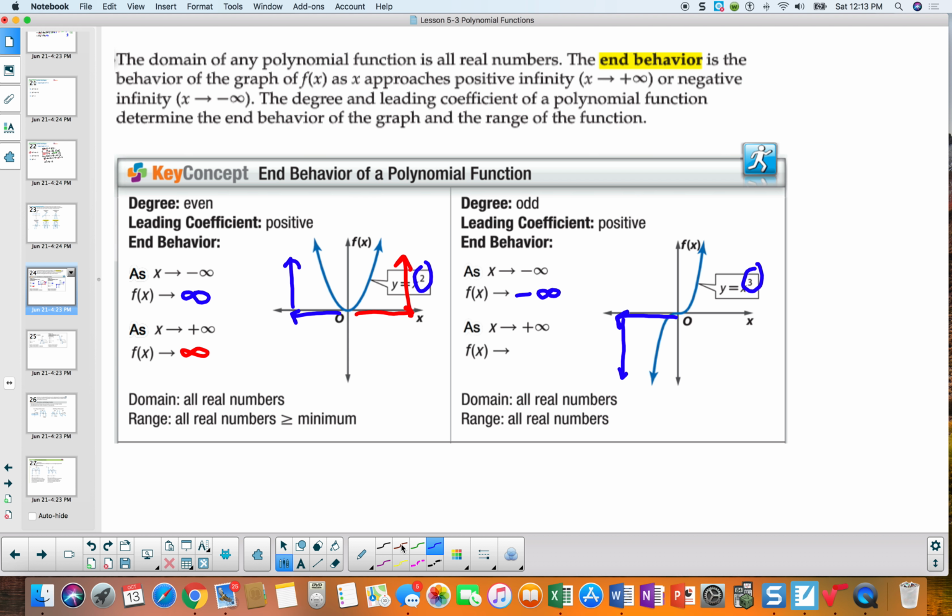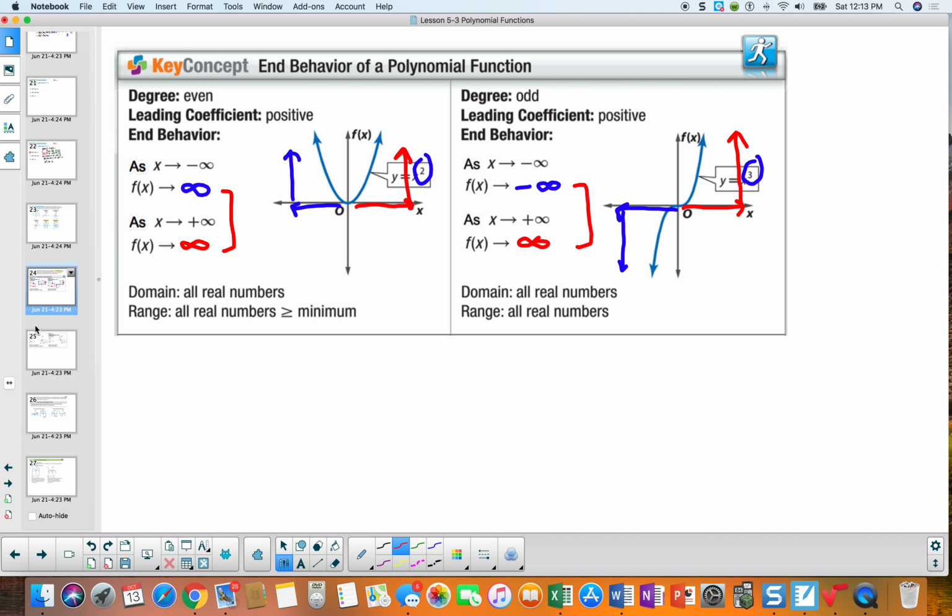Now let's switch and let x go to positive infinity. As x gets larger, it looks like the y's are getting larger too. So this is positive infinity. Notice that their end behaviors are going in opposite directions, whereas here, the end behavior is going in the same direction. The domain is all real numbers, and the range will be all real numbers because we're approaching either infinity.